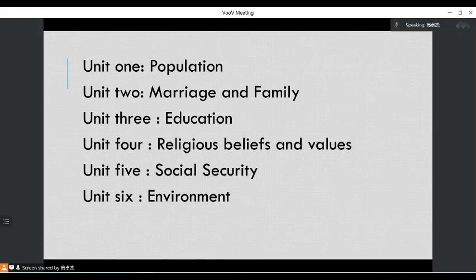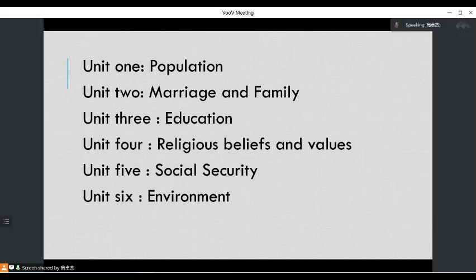But China is a country whose politics... I think I want to explain. 政教分离. Politics is separate from religious beliefs in China, just like the United States. Yes. Unit 5, social security.